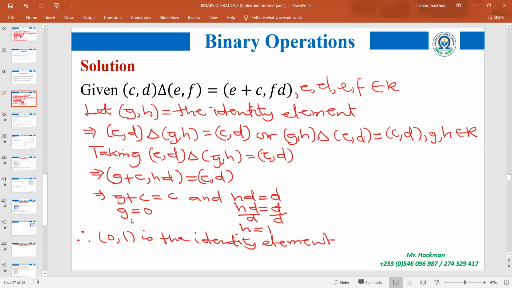At this point, you come and solve for G, because we are looking for G and H to get our identity element. So here you move this one. And again, some of you divided straight away. I've told you, you have to write this again before you divide. When you have a monomial on each side, then H will be equal to 1. So you draw your conclusion. Therefore, (0, 1) is the identity element.